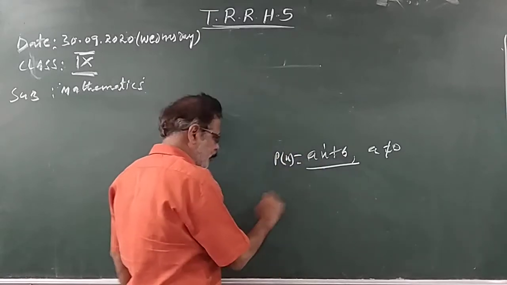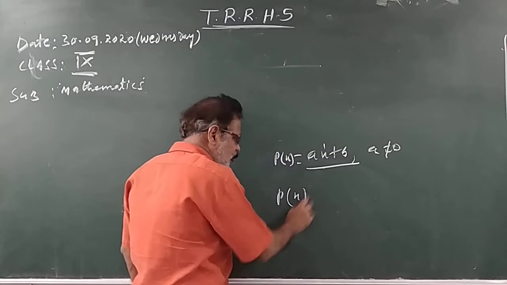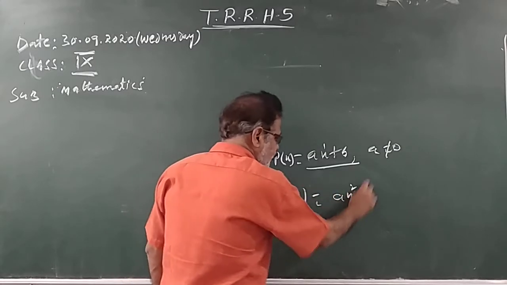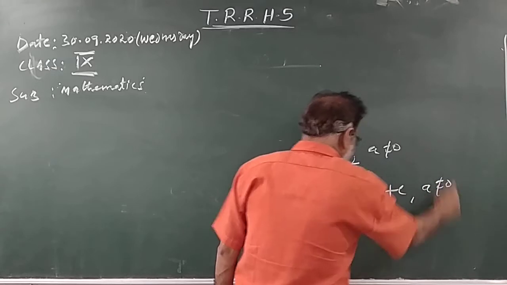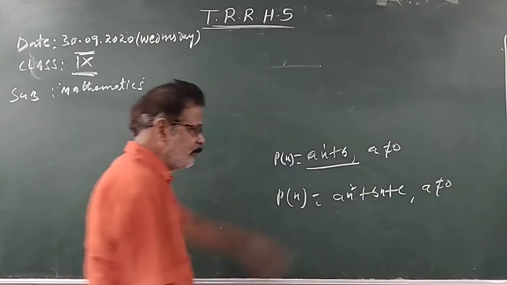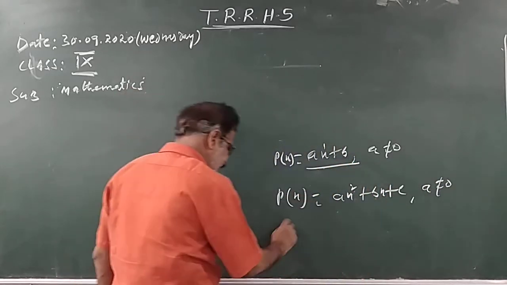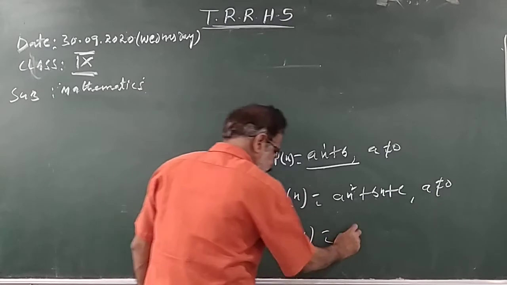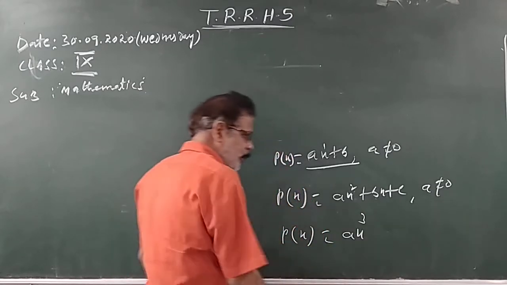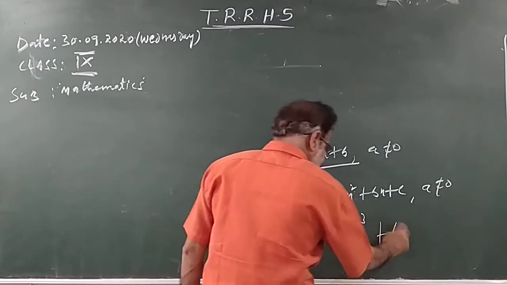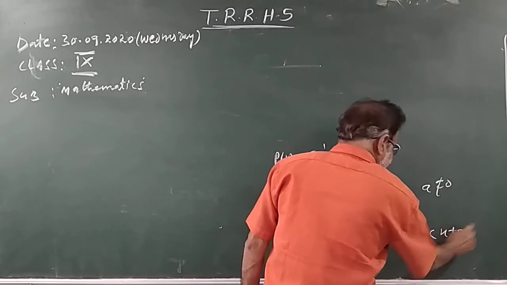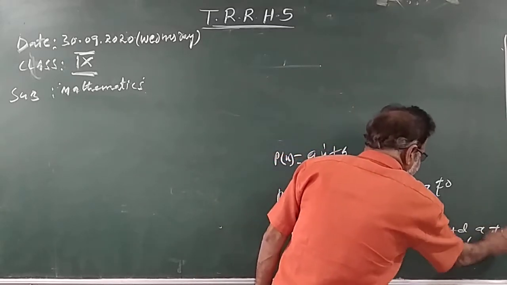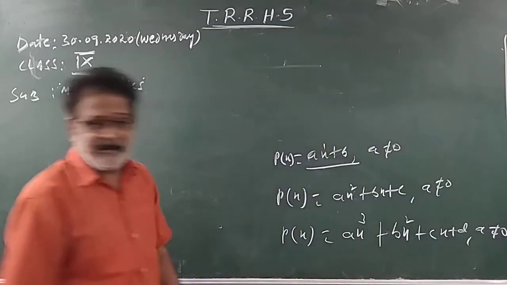Next, the quadratic polynomial. The general form of a quadratic polynomial is ax square plus bx plus c, where a is not equal to 0. Third one is the cubic polynomial, a polynomial of third degree. Cubic polynomial: ax cubed plus bx square plus cx plus d, a is not equal to 0. These we discussed in the last class.